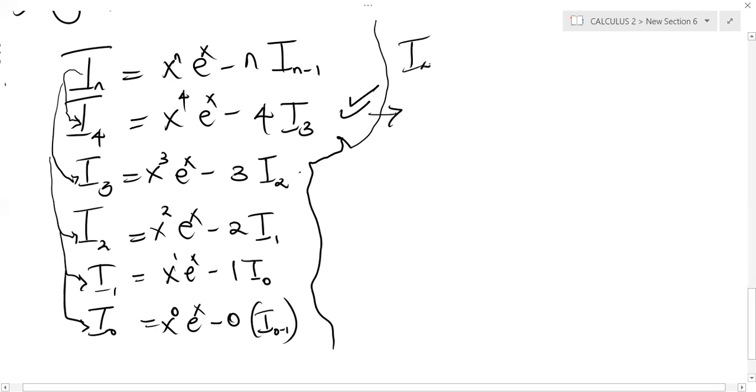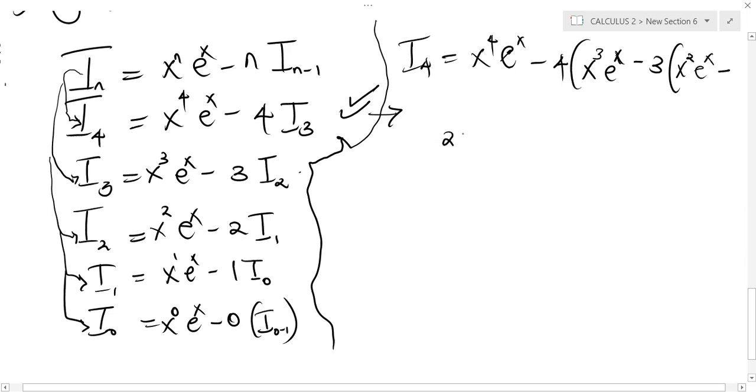So if we replace all this value into our answer, which we'd already gotten, so this was our answer. We found that I4 is equal to x raised to power 4 exponential x minus 4I3. But what is our I3? Our I3 is x cubed exponential x minus 3I2. But what is our I2? Our I2 is x squared exponential x minus 2 of I1. But what is our I1? Our I1 is x exponential x minus I0. And what is our I0? x raised to power 0 is 1. So our I0 is exponential x. So we have exponential x there, obviously plus c.